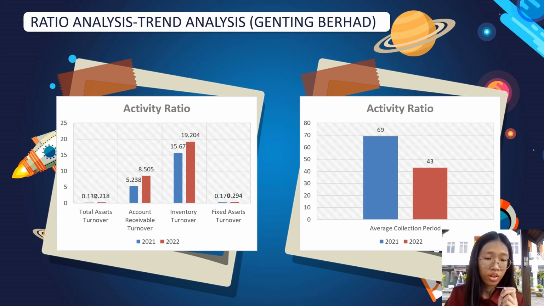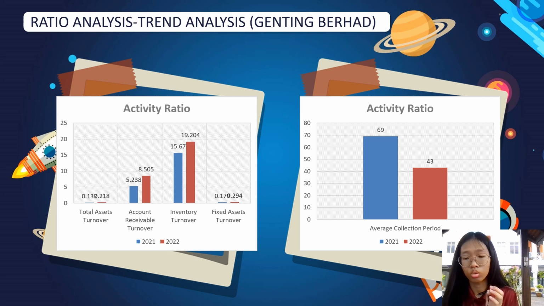to generate sales. The third, inventory turnover in these 2 years showed invalid inventory to generate sales. The fourth, fixed asset turnover in year 2022, with 0.294, was more efficient in using fixed assets to generate sales. And the last, the average collection period, shows that Genting Berhad used less than 70 days to collect account receivable.